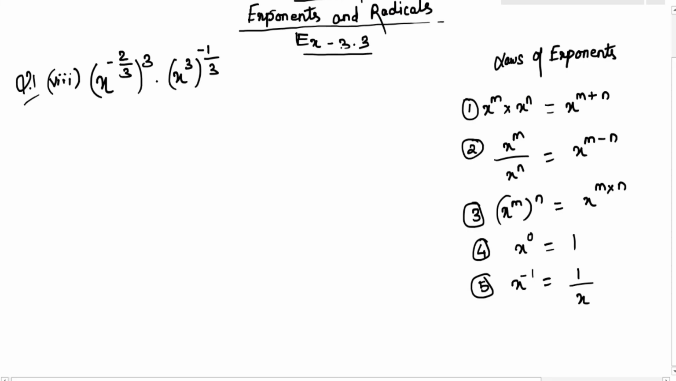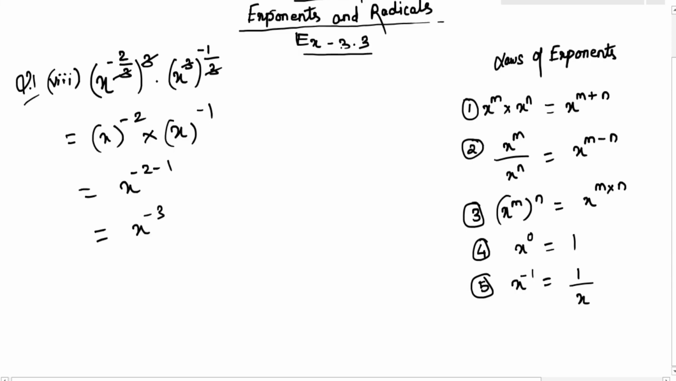Now next is the eighth part, x to the power minus 2 by 3 whole to the power 3, into x to the power 3 into minus 1 by 3. So power to the power are going to multiply with each other and 3 is going to be cancelled. Here also 3 and 3 are going to be cancelled. This will become x to the power minus 2 into x to the power minus 1. So bases are the same, so the powers are going to add with each other, that is minus 2 and minus 1. That will become x to the power minus 3. If you want to convert it into a positive power, you can take the reciprocal, 1 upon x to the power 3.